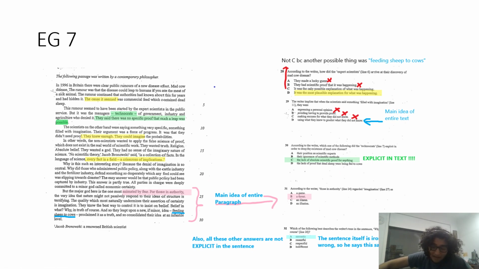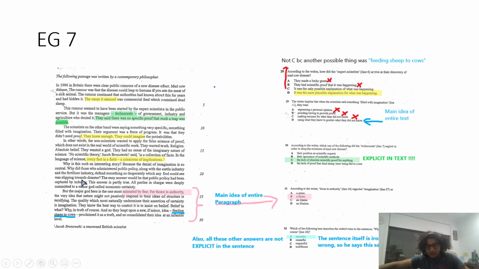Okay, 31. I got this one wrong, right? But now I understand why. Because if we look at what's explicit, according to the writer, those in industry, line 24, regarded imagination, line 27, as what? A game, a threat, an illness, or an illusion. They didn't say anything about game. They didn't say anything about illusion. So it's between a threat and an illness.